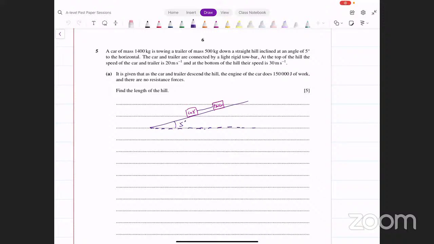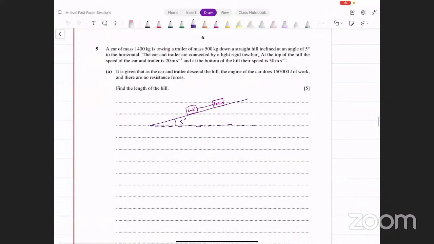Now, how do we use that? Let's think about it. What we can actually do is we can just think of it as a whole system, because यहाँ पे तो वो दोनों connected ही हैं throughout. तो हम पूरे को देखें, अगर इस पूरे दोनों objects को कितने इनके masses हैं. We've got 1400 kilogram mass of the car, 500 kilograms mass of the trailer. At the top, we know their speed is 20. At the bottom, their speed is 30.